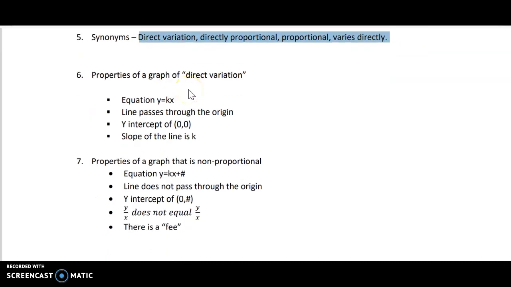Remember at the top, it's what do students need to know? One of them is to decide whether it was proportional or not proportional. And these are the things that you're going to go through. Equation y equals kx. Line passes through the origin. Y-intercept of (0, 0). Slope of the line is k. And y over x equals y over x.